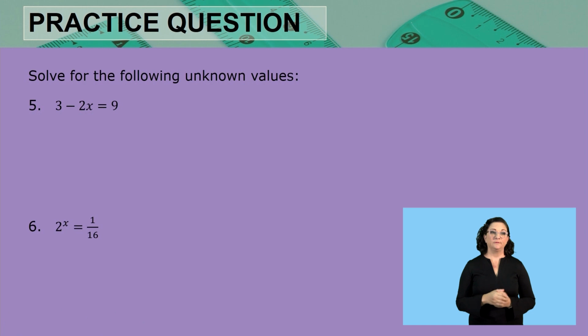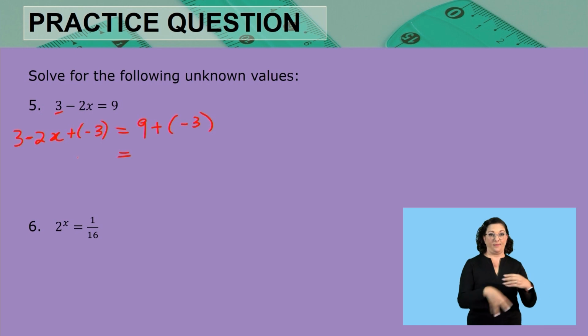The next one here, we are still solving for the unknown values. We have 3 minus 2x is equal to 9. So let's get the additive inverse of a positive 3. So the additive inverse of a positive 3 is a negative 3. So I'm going to add a negative 3 on both sides. We are now left with, because 3 plus a negative 3 is 0, a negative 2x on the left-hand side, and on the right-hand side I have 9 plus negative 3, that is a 6.